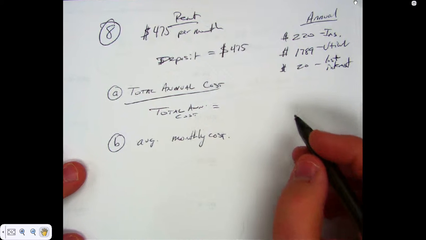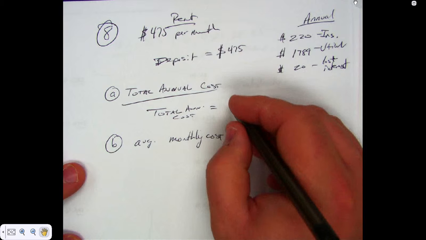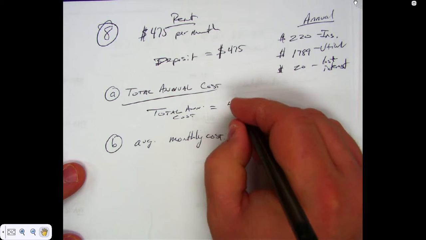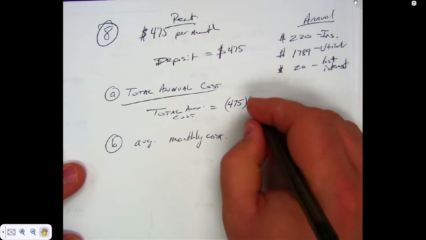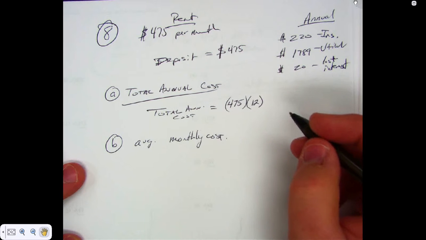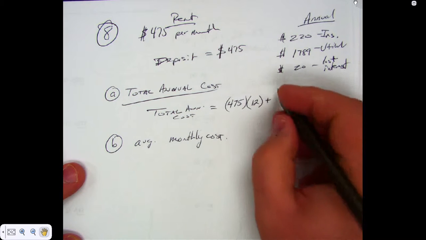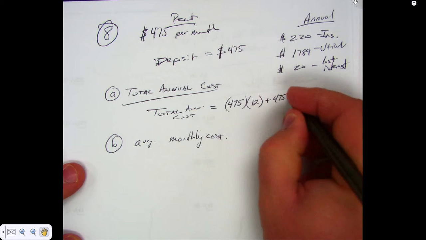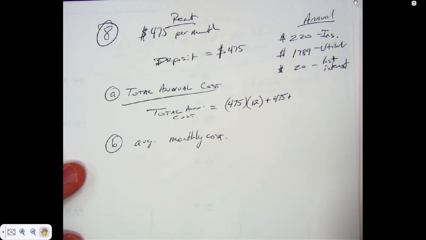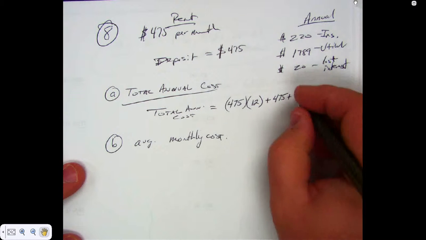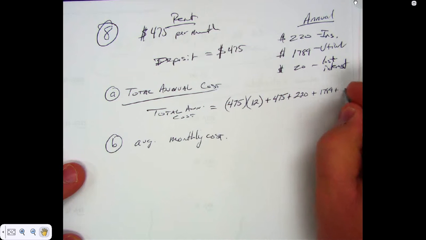Okay, first off, what are we going to pay for to live, where we live? Okay, 475. How many times? 12. Because we're going to pay that 12 times, right? Now, for this year, we're going to have to put a deposit down, which is what? $475. For next year, you get to take that off, because if you're still living there, you of course don't have to put down another deposit. Your annual insurance is what? $220. Your annual utilities is what? $1,789, and that interest lost is $20.